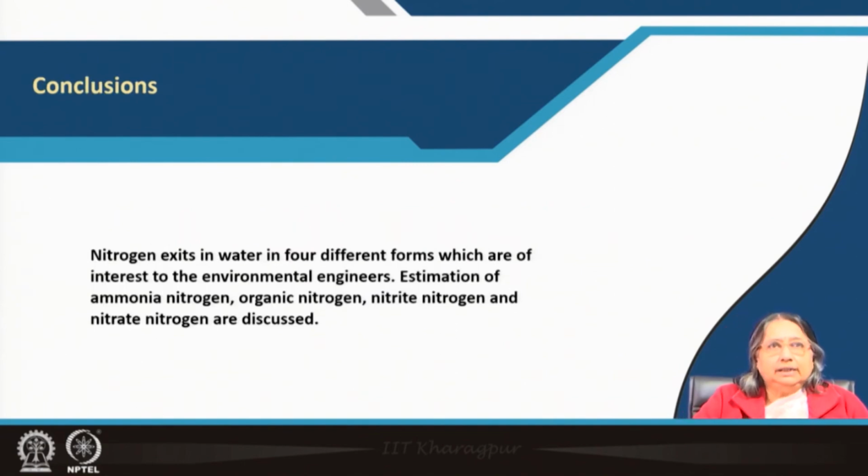Now, conclusion. In this lecture, what I have shown is that nitrogen exists in water in 4 different forms, which are of interest to the environmental engineers. Estimation of ammonia nitrogen, organic nitrogen, nitrite nitrogen and nitrate nitrogen are discussed. So, this is basically the analytical chemistry part, to know how much nitrogen, what are the different types of nitrogen present in the sample water. Thank you.